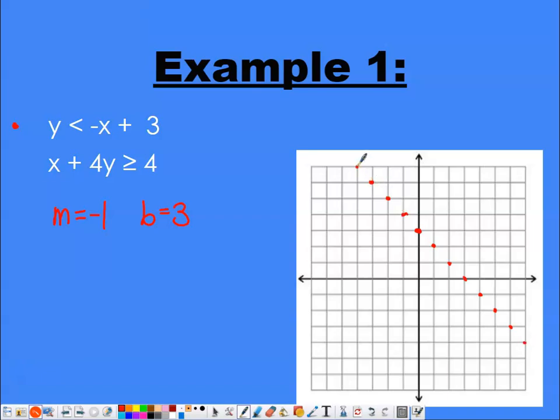Okay, look at your inequality. It is less than, so a dashed line. Okay, and then test that ordered pair (0, 0). So we'd have 0 is less than 3. Once it's simplified, that is true. 0 is less than 3. So we're going to go ahead and shade that bottom region.